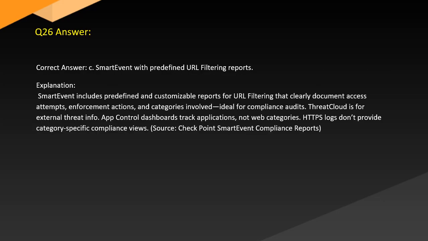Answer. Correct answer: C. SmartEvent with predefined URL filtering reports. Explanation: SmartEvent includes predefined and customizable reports for URL filtering that clearly document access attempts, enforcement actions, and categories involved. Ideal for compliance audits. ThreatCloud is for external threat info. App Control dashboards track applications, not web categories. HTTPS logs don't provide category-specific compliance views. Source: Checkpoint SmartEvent Compliance Reports.